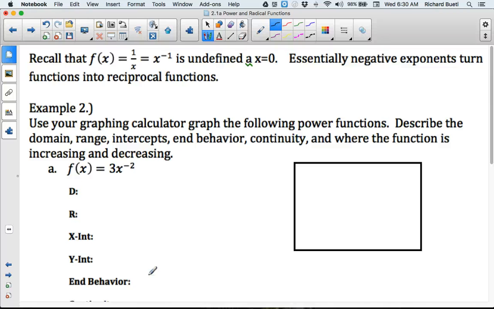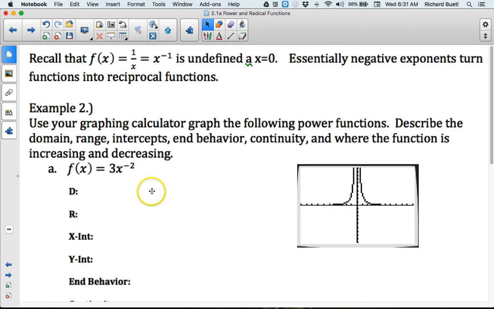We can also do this with negative exponents. So if you recall that f of x is equal to 1 over x, which equals x to the negative 1, is undefined at x equals 0. So essentially negative exponents turn functions into reciprocal functions. So even if we were to do this graphical analysis, we can still do it with negative exponents. So if I say f of x is equal to 3x to the negative second power, that's really the same thing as saying 3 over x squared. And that's going to give us some asymptotes.